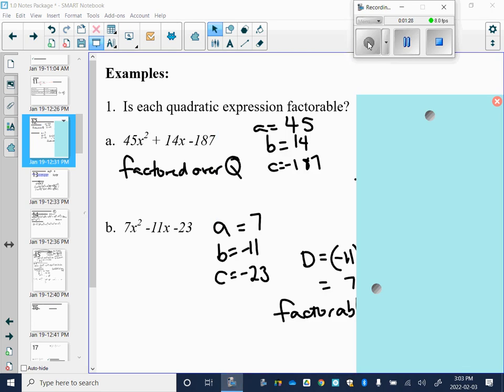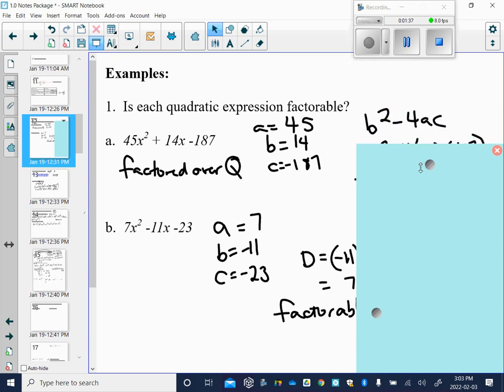So first I'm going to identify my a, b, and c values. So a is the first term, b the second term, and c the third term. Now I'm going to calculate my discriminant, b squared minus 4ac. Putting in the values, I'm going to get you to pause the video and see what you come up with as a value.